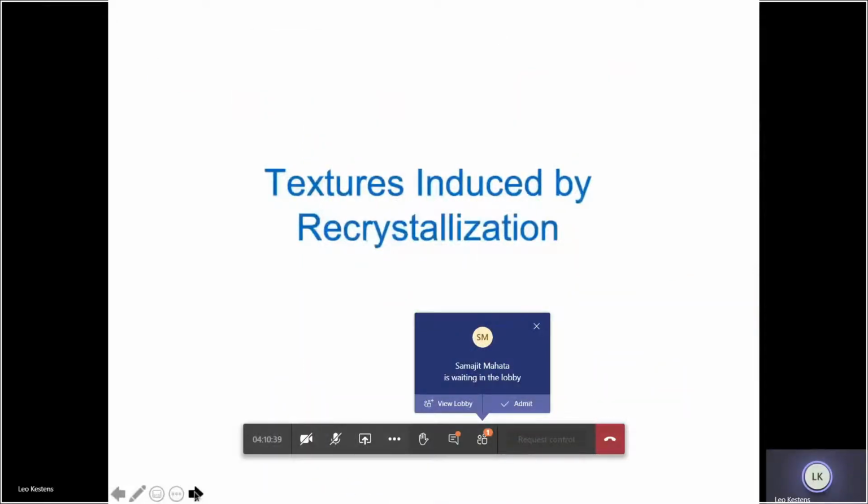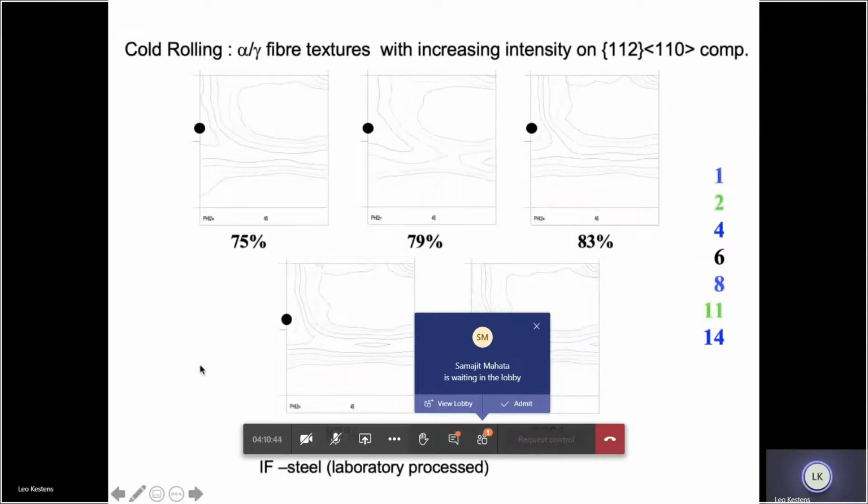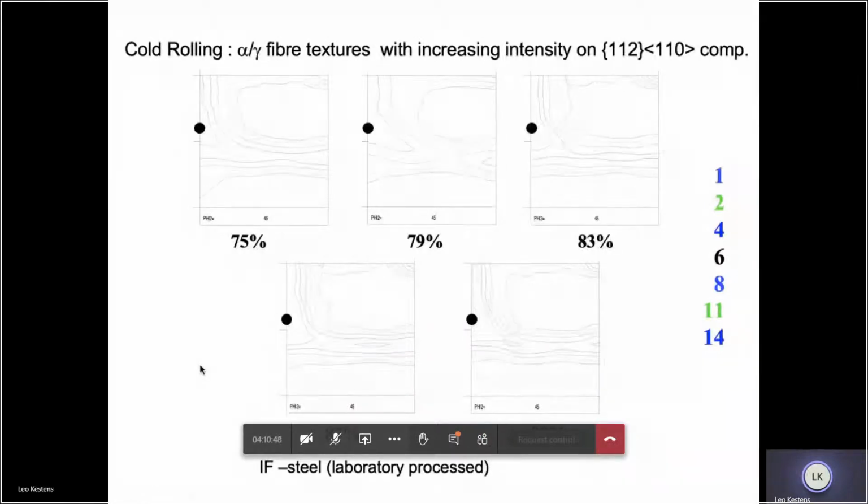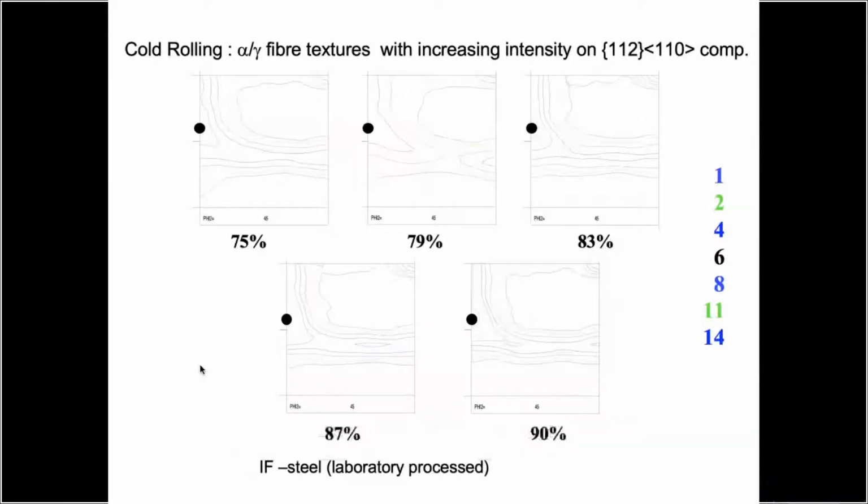So let's finish now with the texture induced by recrystallization. And this is an image which is typical for the steel industry. All people in the steel industry, for example, if you deal with IF steel, know this very well. So this is just a cold rolled steel with different levels of cold reduction, 75, 79, 83, 87, and 90%. So you have a typical alpha gamma texture, and this texture becomes stronger.